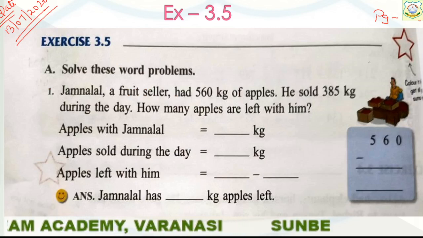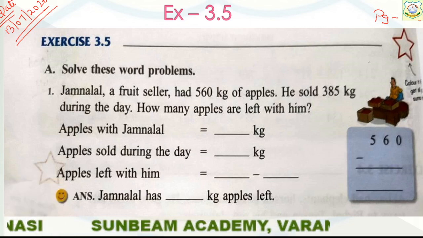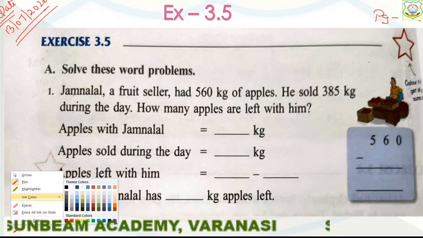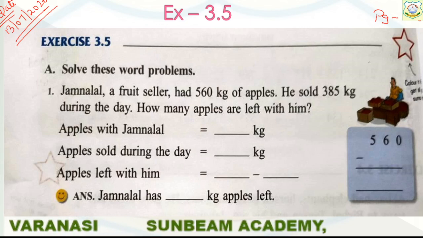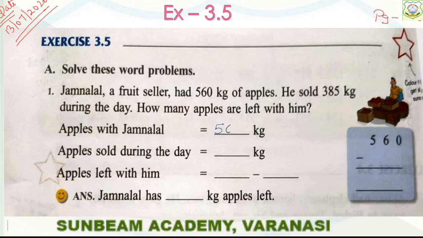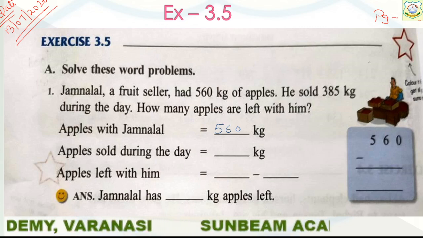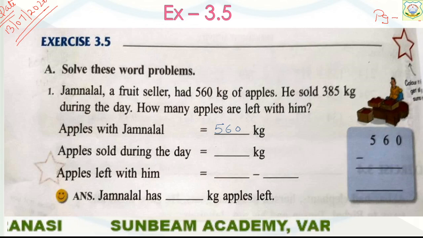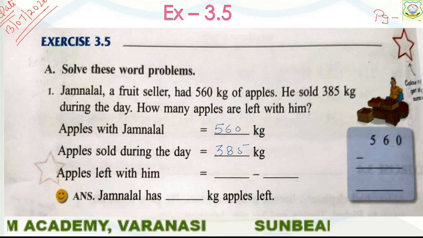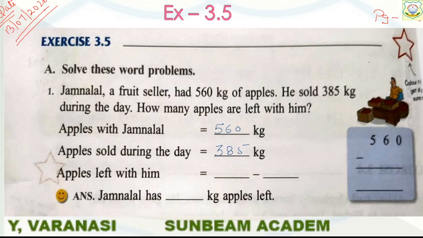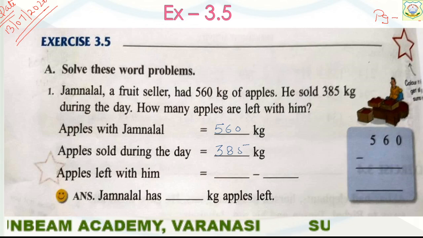Okay. So now apples with Jamna Lal. Let me choose the pen, and I want to change the ink also. I want blue. Okay. Apples with Jamna Lal. How many apples is Jamna Lal having? 560. Okay. Apples sold during the day. How much apple did he sell? He sold 385 kg of apples. Okay. Now we have to find out how many apples are left.